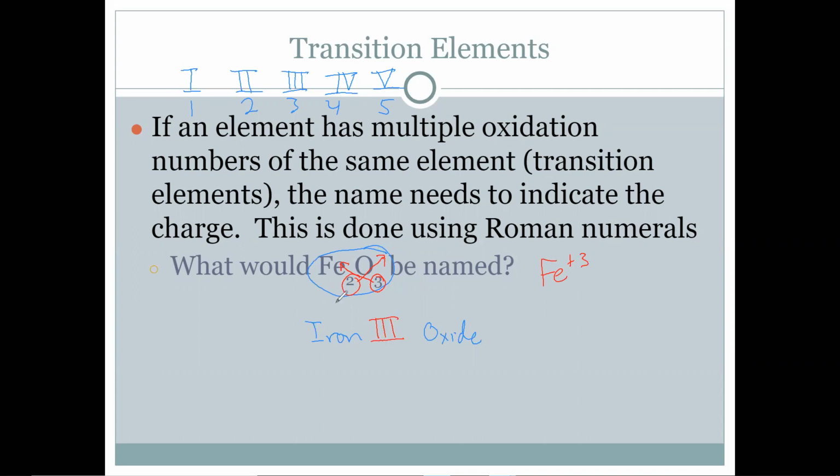Okay, and you know you did this right because the 2 belongs to oxygen. We know that oxygen has a -2 charge because it's in group 16. So you'll know that you did that opposite swap and drop correctly. There's your compound name.